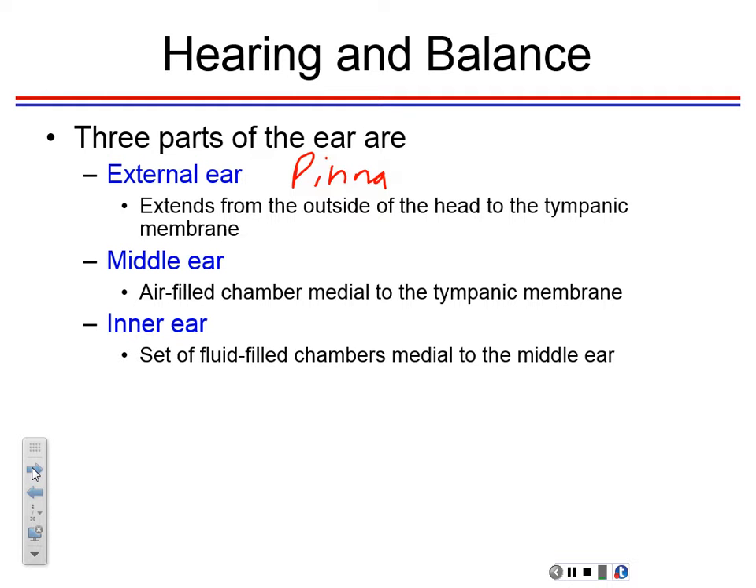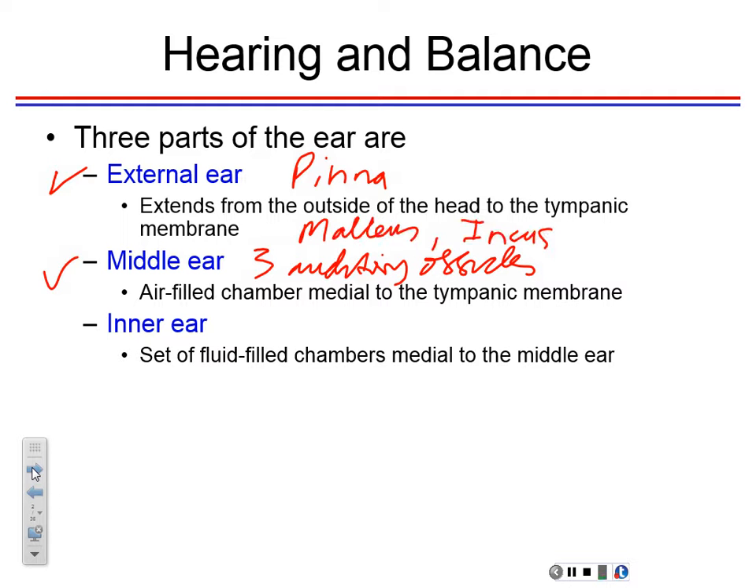And then you go to the middle ear, where you have the 3 auditory ossicles. There are 3 little bones that will aid the vibration of the tympanic membrane, channel the vibrations towards the inner ear. So it's just an air-filled space in the temporal bone with auditory ossicles. Okay, and there will be the malleus, the incus, and stapes in that order.